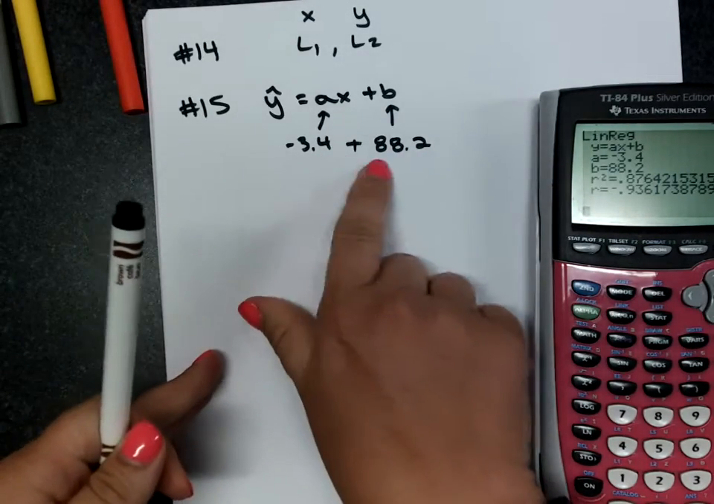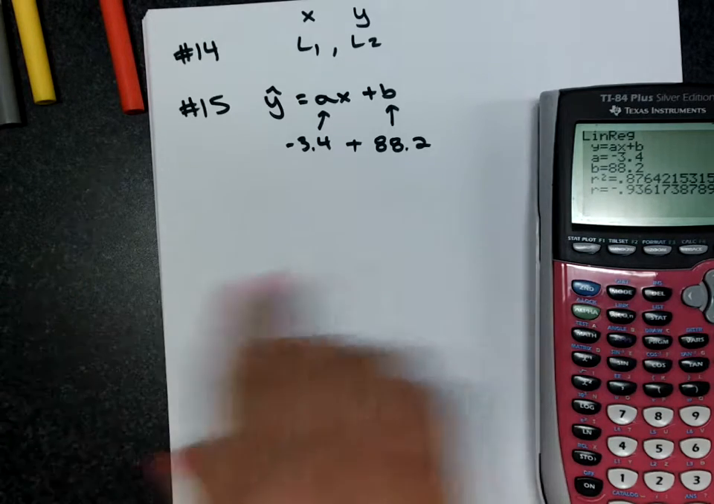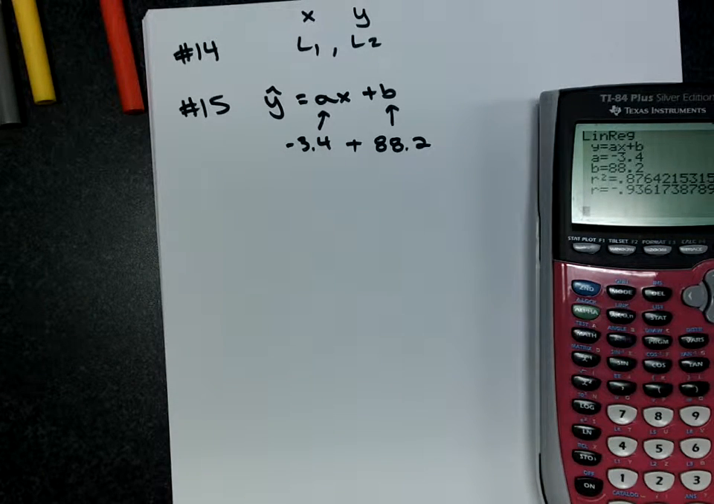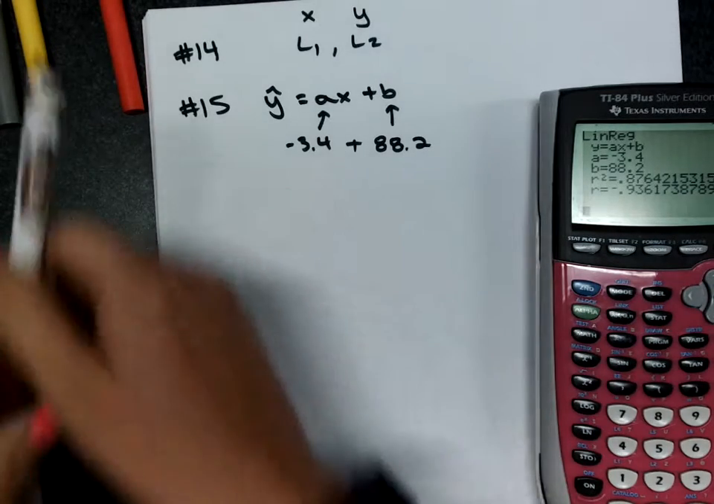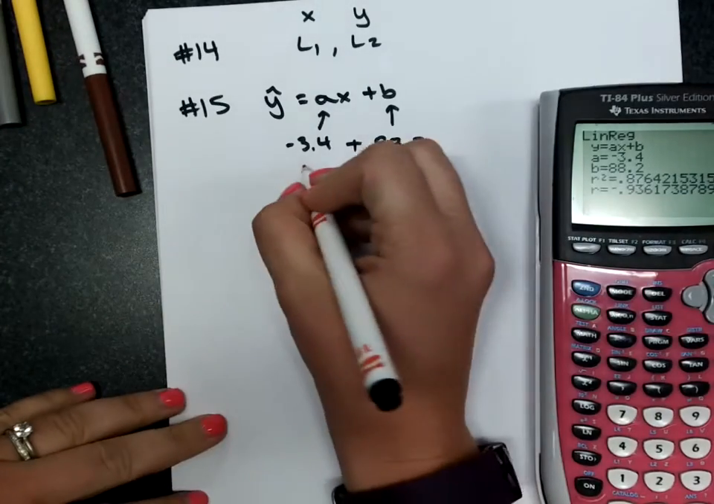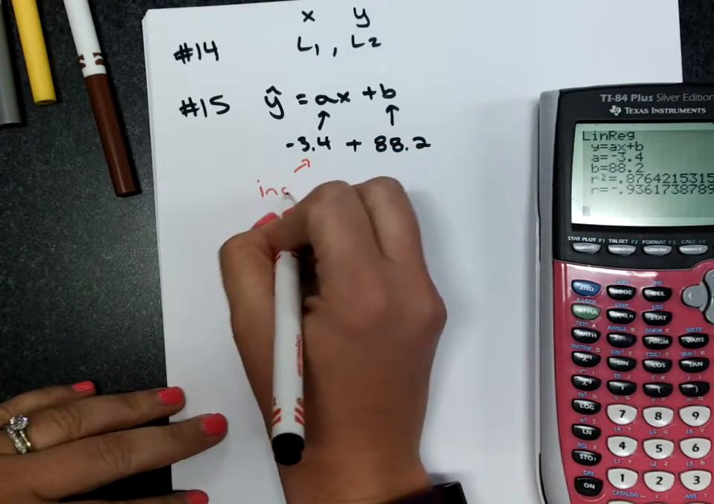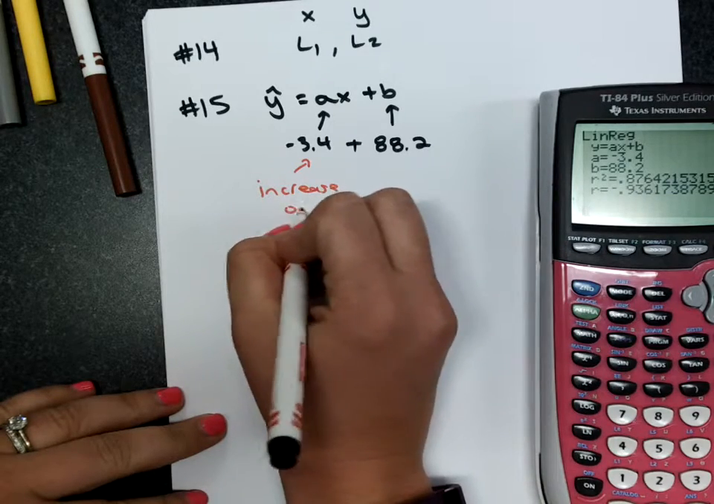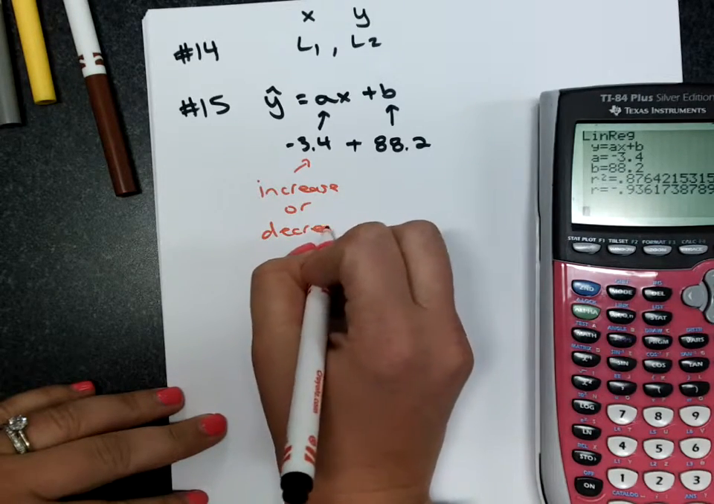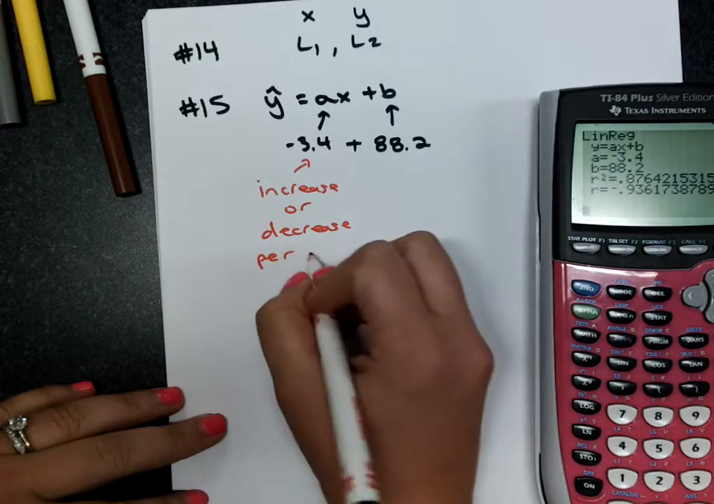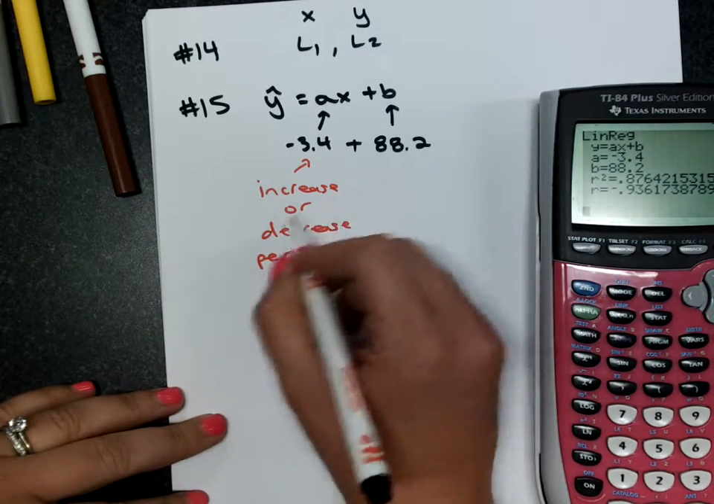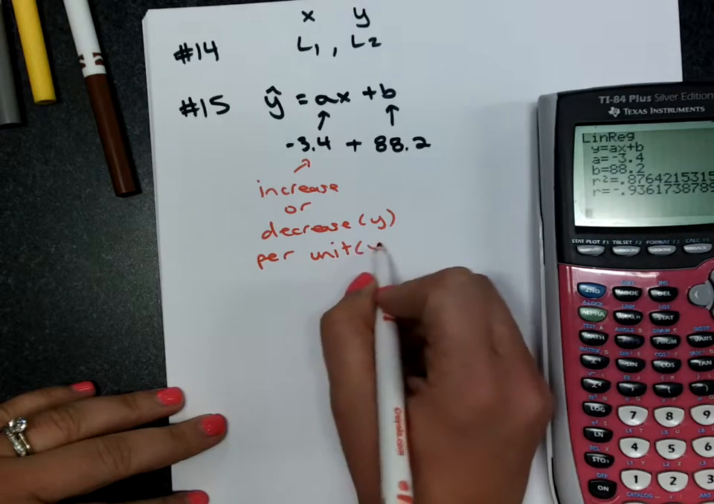So there's your slope and your intercept, and it doesn't need to round, so we'll just type in negative 3.4 for the first blank, 88.2 for the second blank. It says to interpret the slope. The slope tells you an increase or decrease per unit. So it's an increase or decrease in y per each x unit.